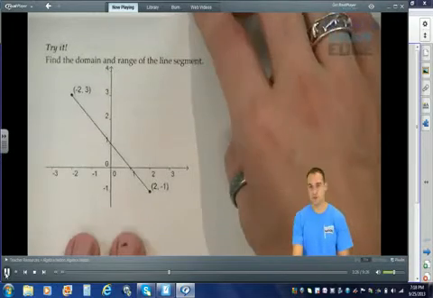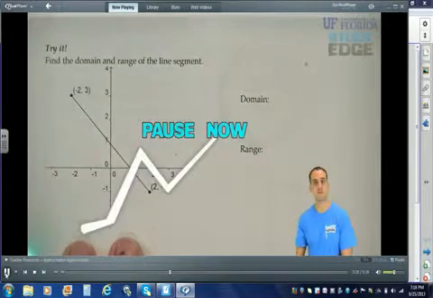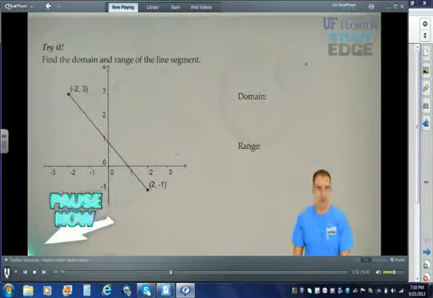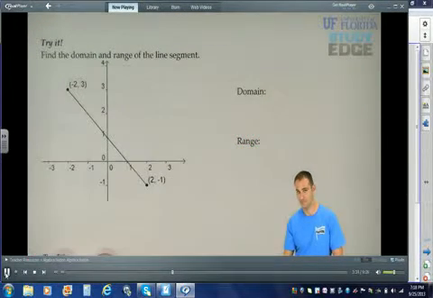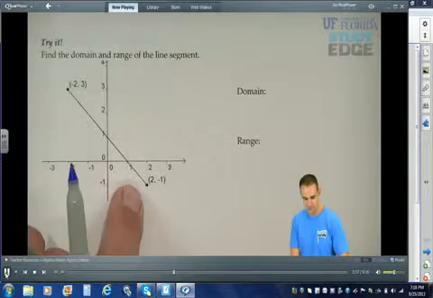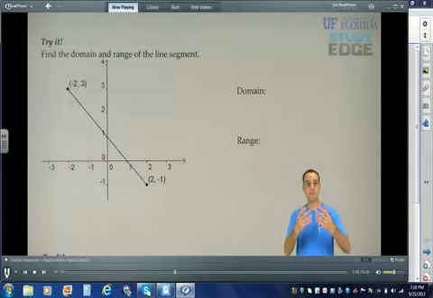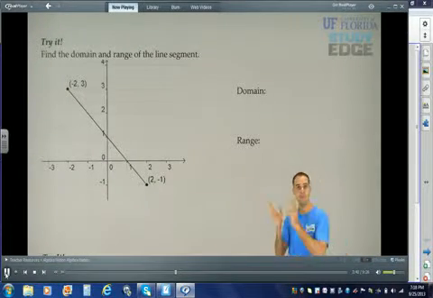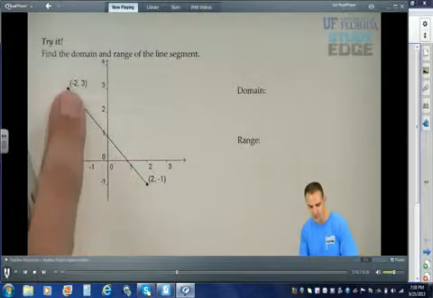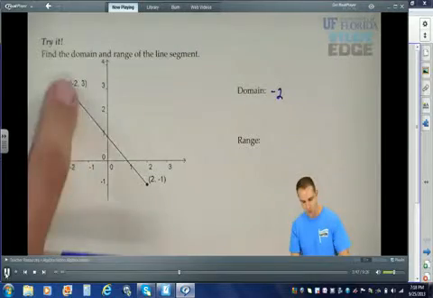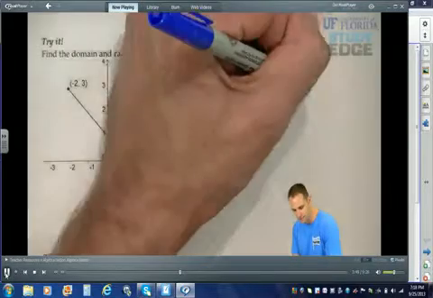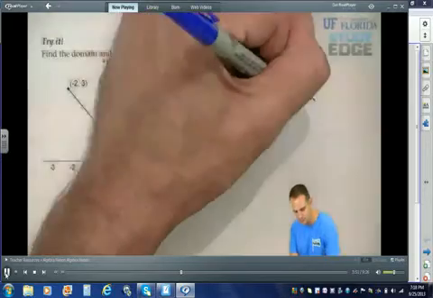I want you guys to go ahead and try this one. Pause the video. Find me the domain, find me the range. So we look furthest to the left. Don't worry about up and down. Domain is again left to right. We go furthest to the left. The leftmost number for x is negative 2. The rightmost x is positive 2, and it's everything in between.